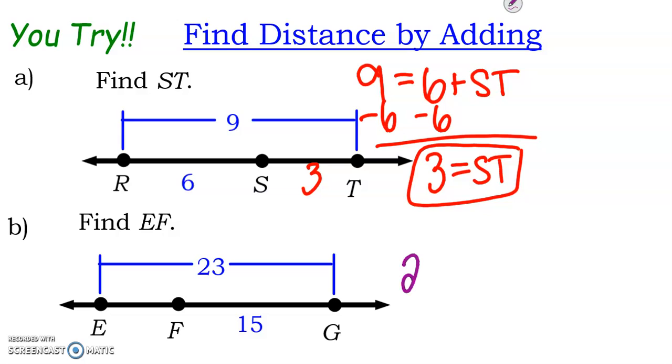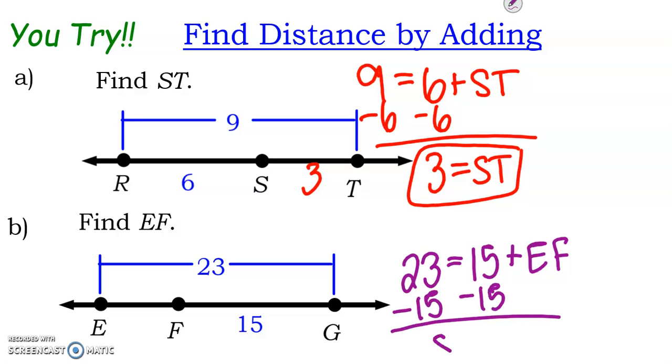So here for the next one, the total length from E to G is 23. So that equals the first part, 15, plus the second part, EF, which is what we're trying to find. So we're going to subtract 15 from both sides, and we get 8 equals the length of EF.